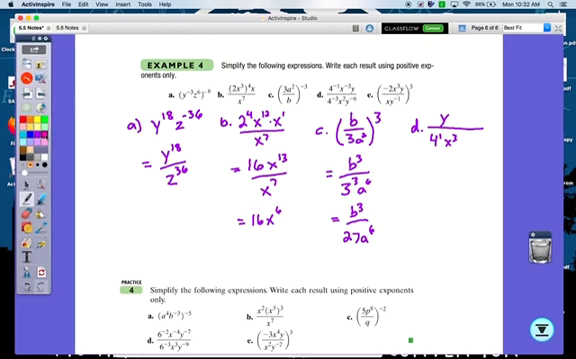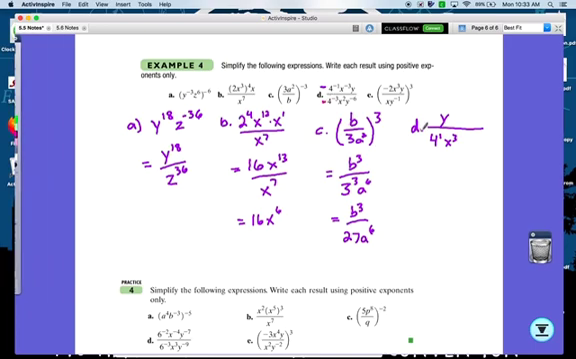I'm going to change colors just to show you. So I moved all the top stuff, the ones that moved. Now I'm going to look at the bottom stuff. 4 to the negative 3 is going to move to the top because it's a negative power, so 4 to the third up top. X squared is going to stay where it is because it does not have a negative power. And then y to the negative 6 is going to move to the top, so y to the 6th.